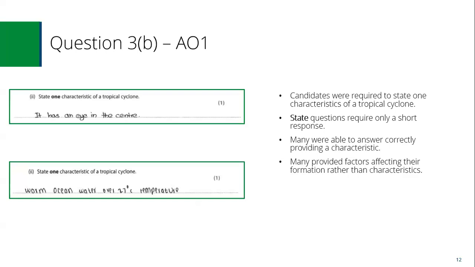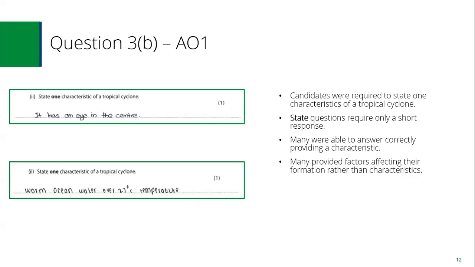Okay, a straightforward 1 mark answer. State one characteristic of a tropical cyclone. Candidates were really very quick. You sometimes see students trying to write everything they know, but this is a state question, so it requires only a short response. And many were able to answer this correctly.